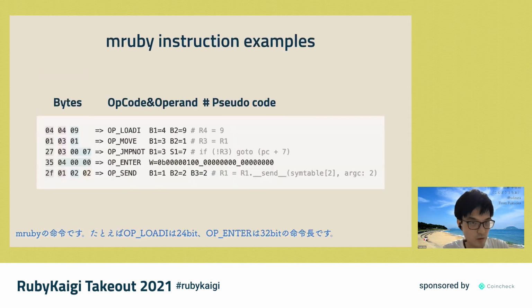For example, OP_LOADI is an instruction to load a number into a register, and it takes a BB operand. Then the whole instruction is represented in 32 bits. OP_JMPIF and OP_JMPNOT take a BS operand and are represented in 32 bits.